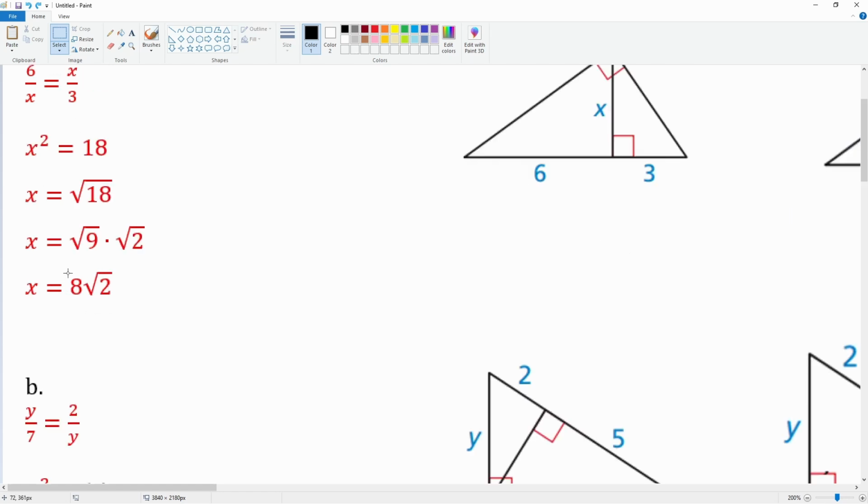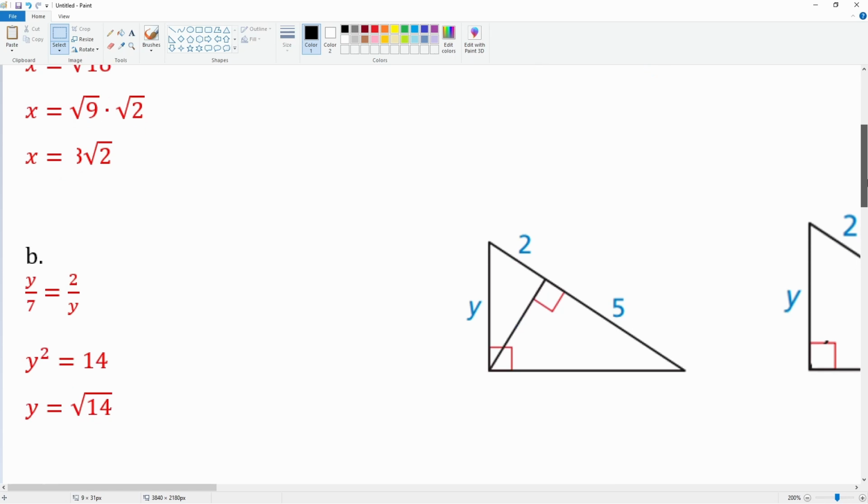Nothing happens, okay, but I have to fix this. This should be a 3 radical 2. Square root 9 becomes 3, right? And that's it, because you can't simplify radical 14.